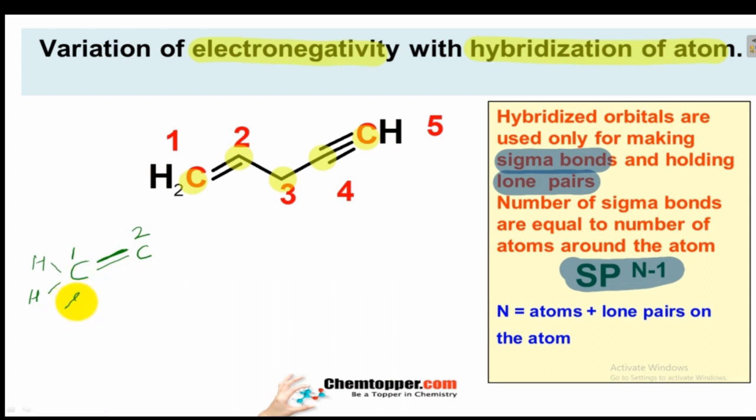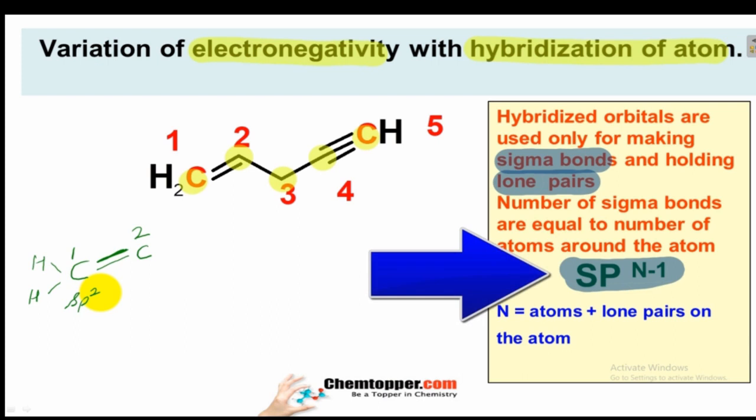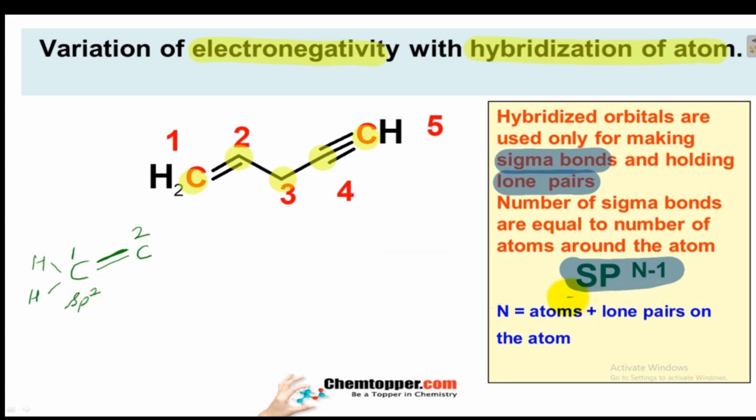And sp2 hybridization gives us 3 hybridized orbitals. We can calculate this by using this given equation. Here n is the sum of the number of sigma bonds or atoms and lone pairs. In this case, n is 3. 3 minus 1 is 2. So the hybridization is sp2.